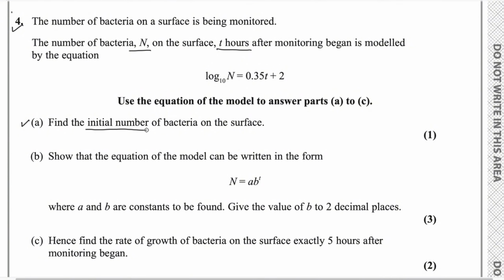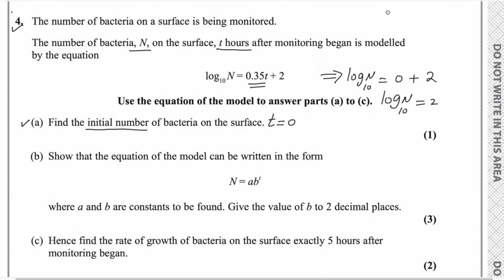To find the initial number of bacteria, time is 0. For the initial number, time is 0, so use the value t equals 0 in this equation. We will get log N base 10 equals 0 plus 2, because when you multiply t equals 0 by 0.35 it will be 0. You can write it as 2. So log N base 10 equals 2.